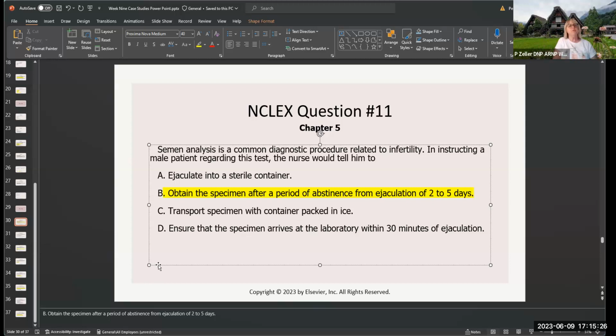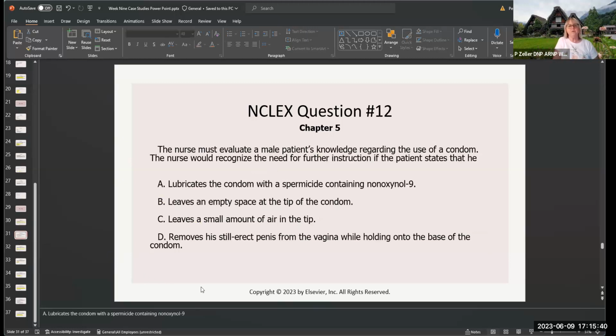If we're instructing a couple about fertility, we instruct them not to have intercourse every day. They need to skip a few days so that there's plenty of sperm.